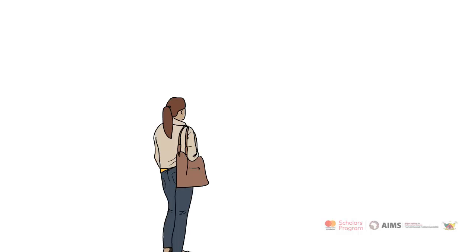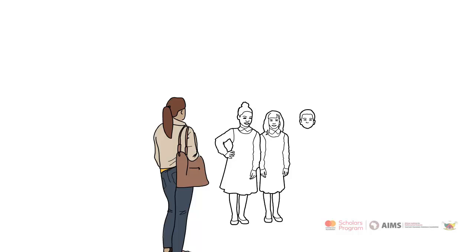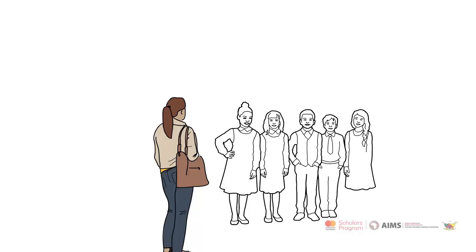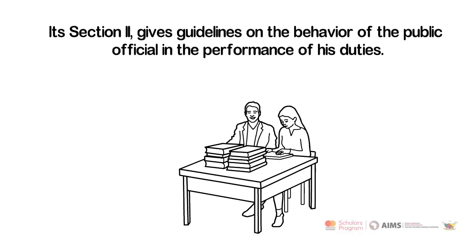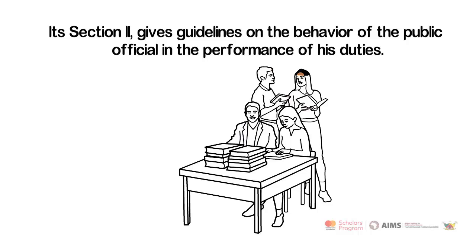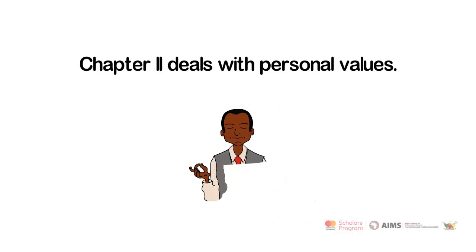Chapter 1 presents the ethical values related to the performance of an individual's functions. Its Section 1 highlights the behavior the agent should have towards the public. Its Section 2 gives guidelines on the behavior of the public official in the performance of his duties. Chapter 2 deals with personal values.